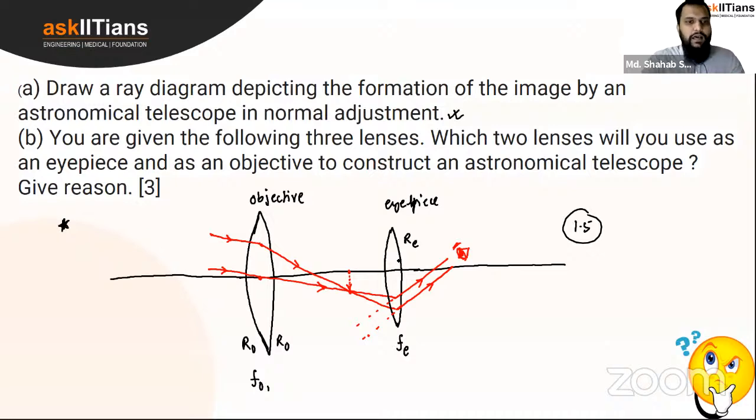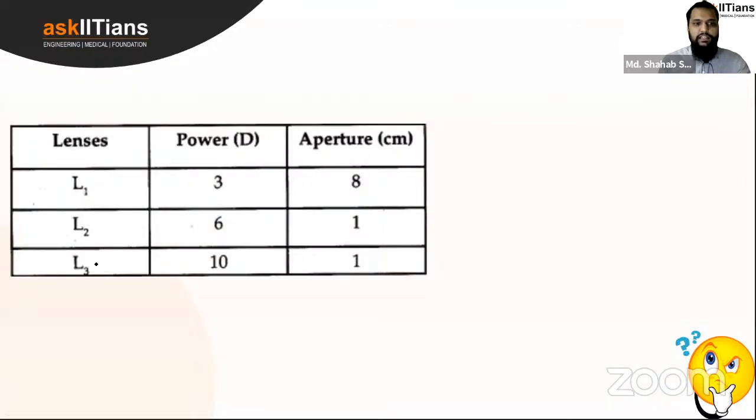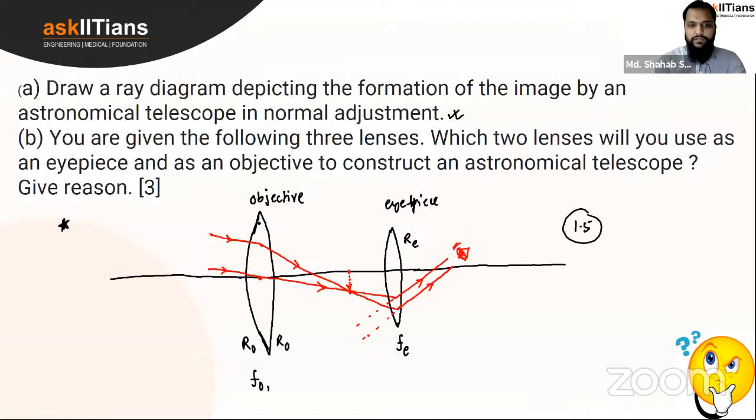Good. Now let's move to part B, guys. You are given the following three lenses. Which two lenses will you use as an eyepiece and as an objective to construct an astronomical telescope? So basically, look at this. You're given three lenses. Which lens will you choose as an objective and which as an eyepiece? Before you choose, I'll tell you the purpose of the objective lens and the eyepiece lens.